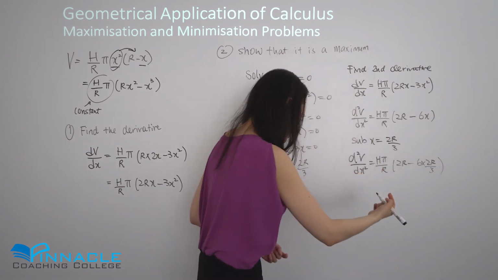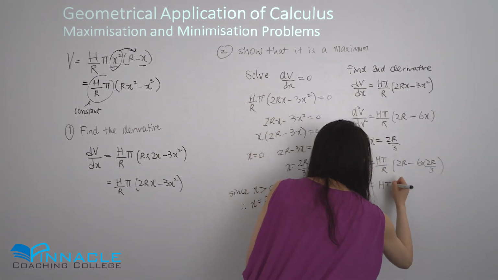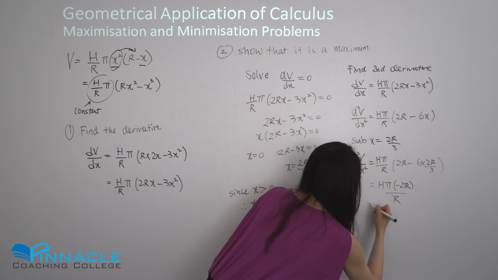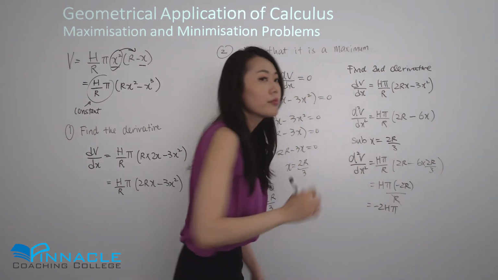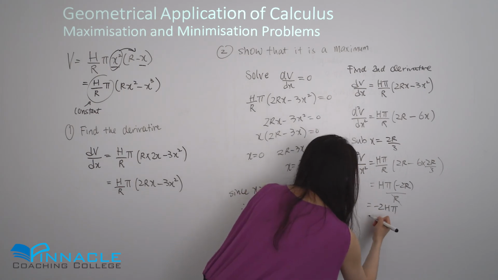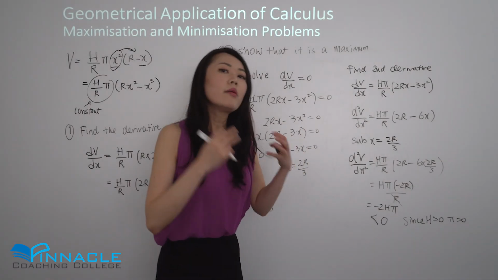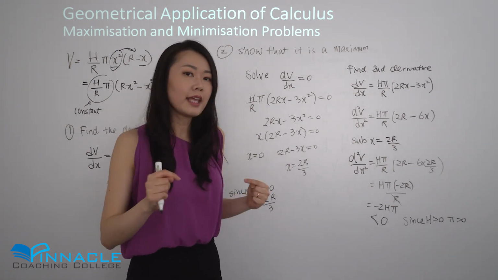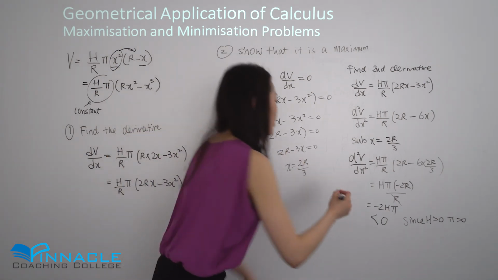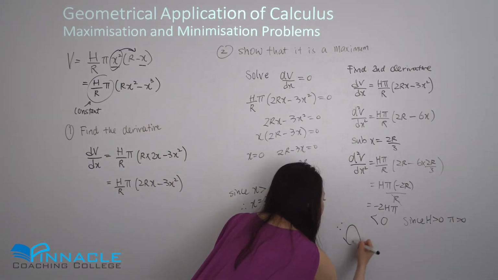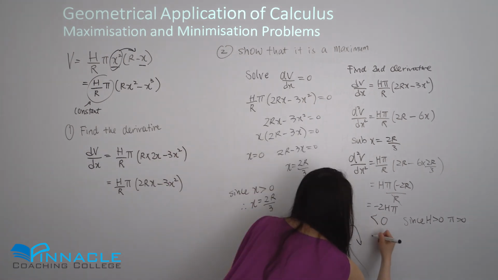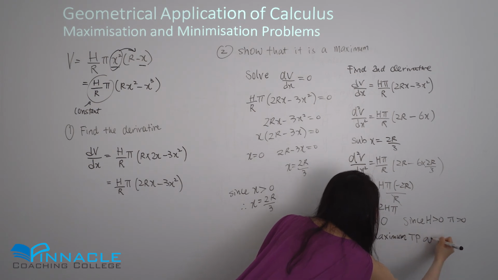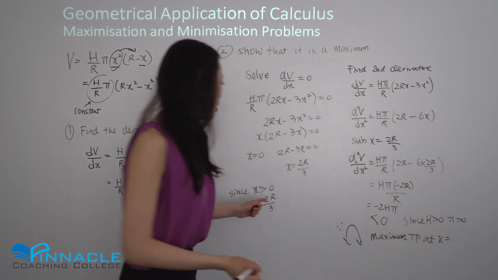Okay, so you evaluate this, it actually becomes minus 2r, so minus 2hπ. Obviously h and π are positive numbers, so therefore this is negative. And remember what that means. A second derivative that is negative means it's a concave down turning point, so it's a maximum turning point. So therefore it's going to be like that shape. So maximum turning point at x is equal to 2r on 3.